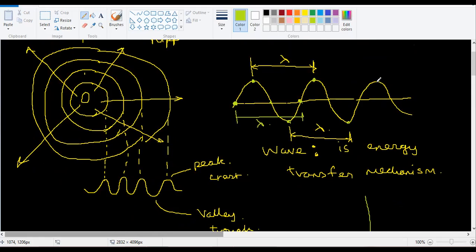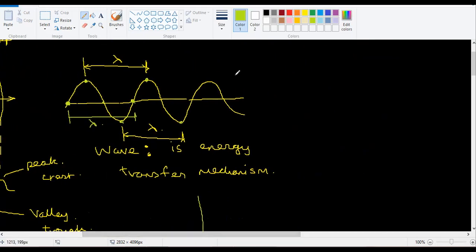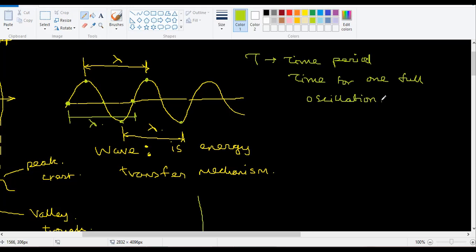Okay, let's see. So coming back to this, there is a small derivation. The time taken for one full oscillation, T, is the time period. Lambda is the wavelength. For one full oscillation, the wavelength is the distance.